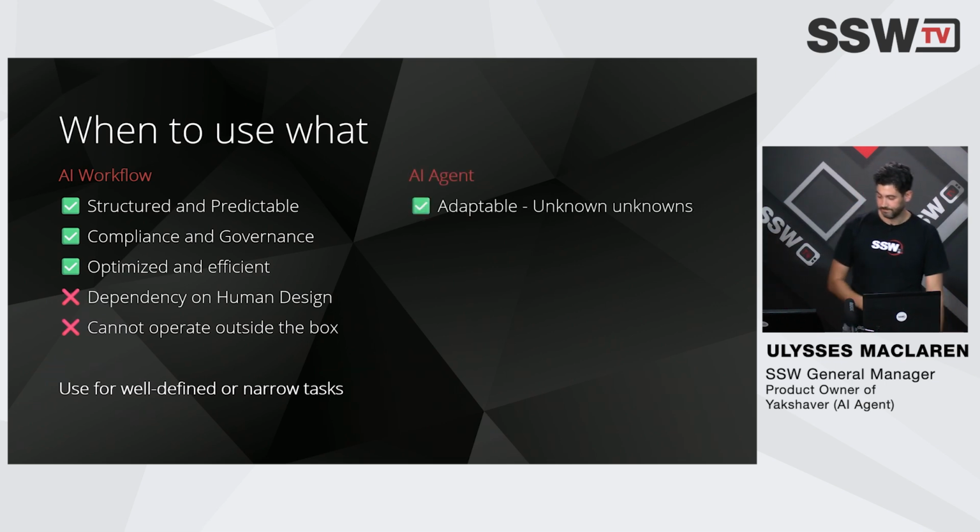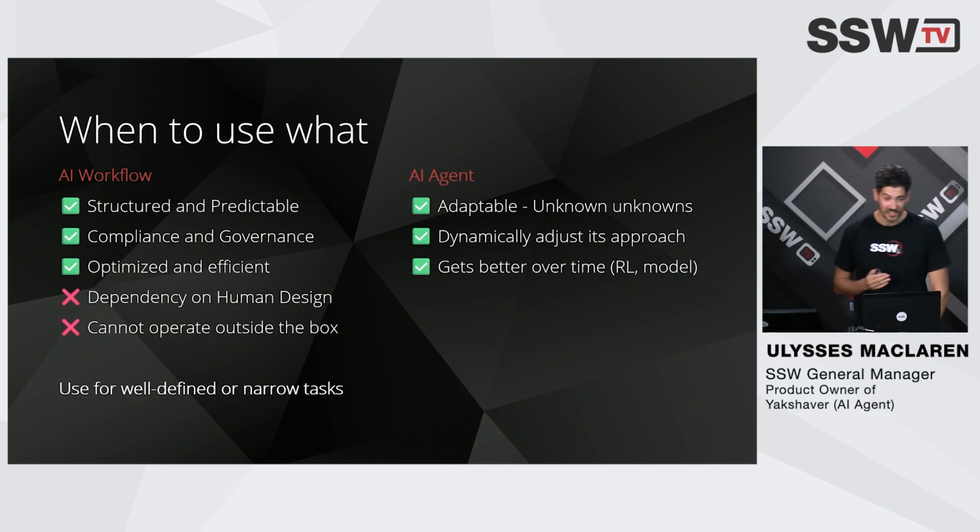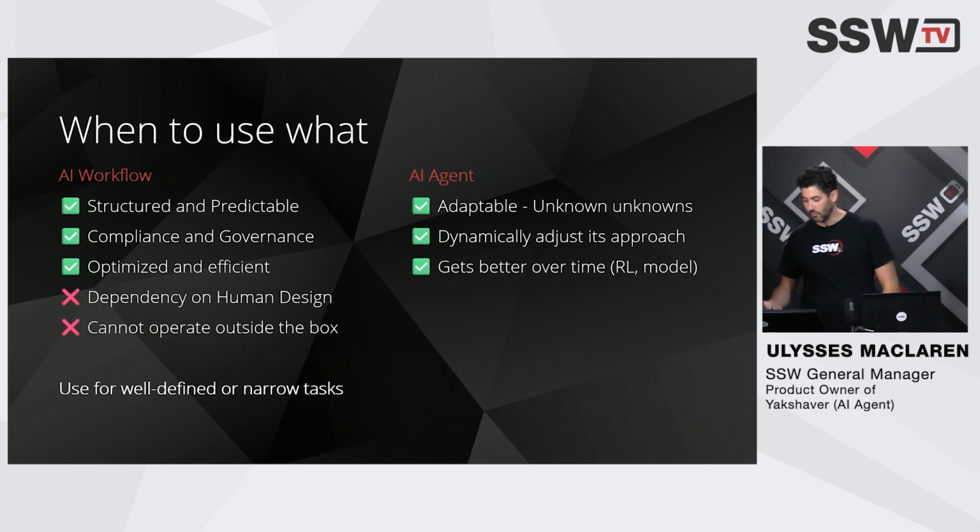Now, agents, they're adaptable. If you've got unknown unknowns, like the cat running in front of my legs as I'm trying to get out the door, right? It can handle that. It dynamically adjusts its approach. So I'll step around the cat, I'll pick up the cat and feed it, whatever. I replan. It gets better over time. So again, you can do a reinforcement learning run on it. You can do continuous learning.